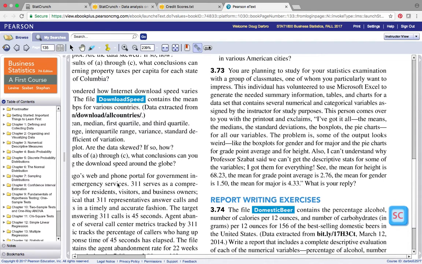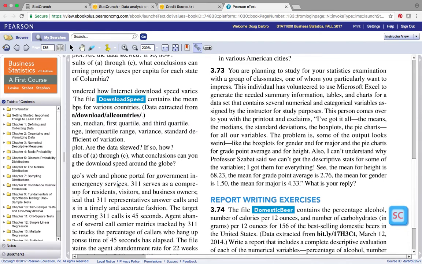The person comes over to you with the printout and exclaims, "I've got it all, means, medians, and so on and so forth, for all of our variables." The problem is some of the outputs look weird, like box plots for gender and for major and pie charts for grade point average and for height. Also, I can't understand why Professor, last name I can't pronounce, said we get the descriptive stats for some of the variables. I got them for everything. See, the mean for height is 68.23, and so on. So what is your reply?